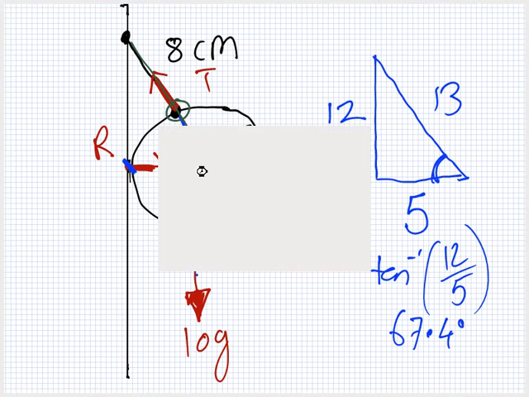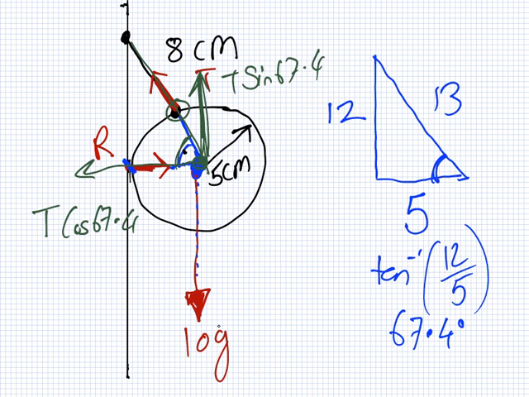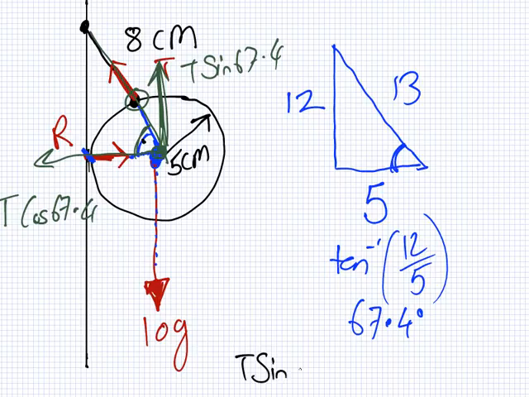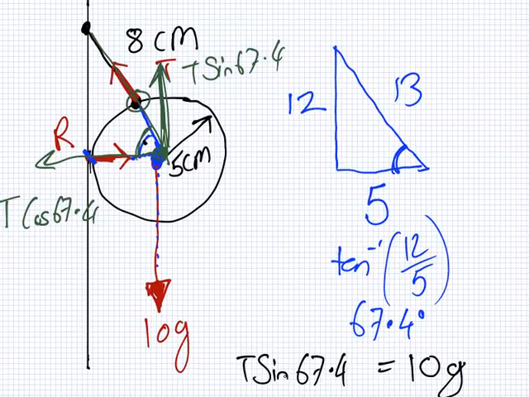Okay, and I forget what I was asking you for. The T. So let's see. I want the T. So do I know this angle? Yes. So if I draw here in ugly green, this one will be T cos 67.4, and this one here will be T sine 67.4. And what must T sine 67.4 equal? 10g. Why? Because up force equals down force. Say it the way I say it in class. Right, so give me the T now. So we get the T. What's the T?